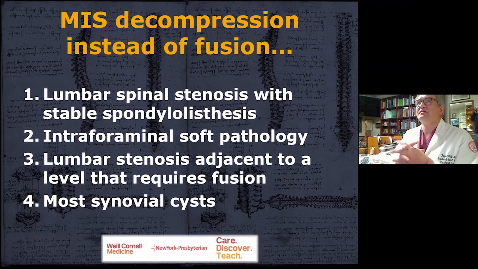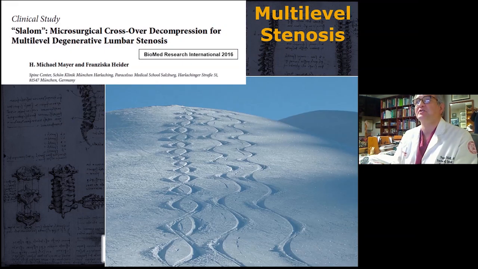So, summarizing now, we do MIS decompression instead of fusion in a lot of patients with lumbar spinal stenosis with stable spondylolisthesis. We do it with a contralateral approach over the top in patients with, for example, a foraminal soft disc herniation, where we come in from the contralateral side and decompress it. We treat patients who have 2-level disease but only one level needs fusion, like a patient with L4-5 spondylolisthesis and stenosis, and L3-4 just stenosis. We will do an MIS TLIF at L4-5 and just a tubular decompression at L3-4, for example. And then most synovial cysts, unless they really have instability on flexion-extension films, or patients who have bilateral synovial cysts, we would frequently just do a decompression, no fusion.